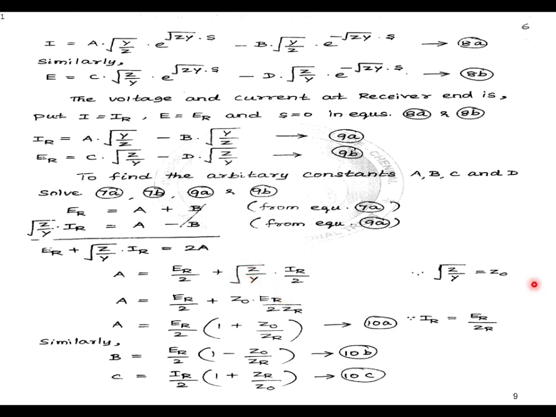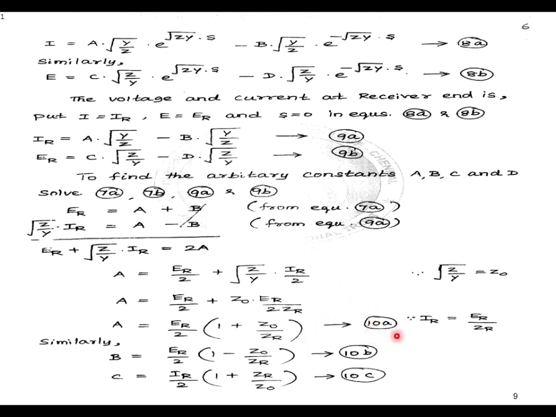Instead of root of ZY, we know this characteristic impedance Z0, so we substitute Z0. So A equals ER divided by 2 plus Z0 into ER divided by 2 into ZR. We can write A equal to ER divided by 2, take outside, 1 plus Z0 divided by ZR. This is equation number 10a.